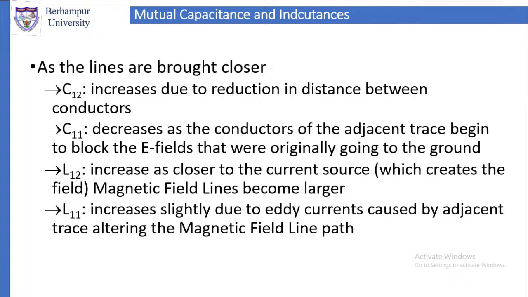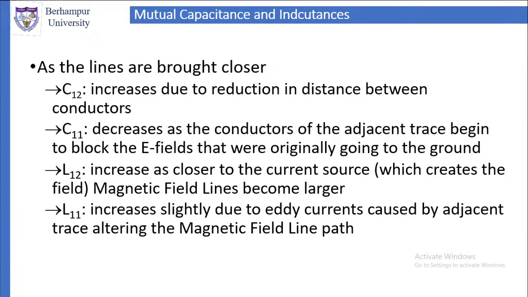Similarly, L12, which is the mutual inductance, will increase when they come closer. Why will it increase? Because of the current source which creates the magnetic field, the magnetic field lines become larger. When one line comes closer to the current source, the source which is creating the field, the magnetic field lines become larger.